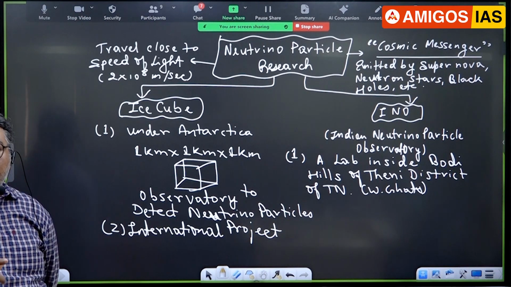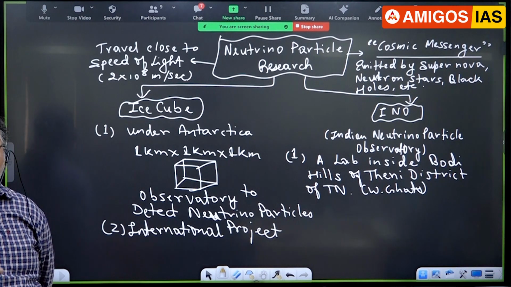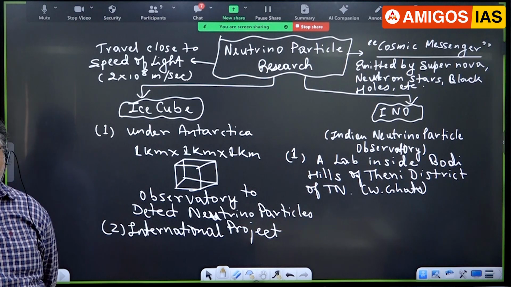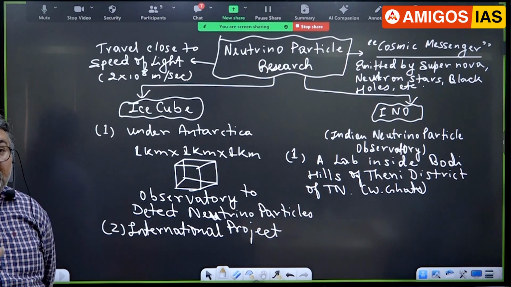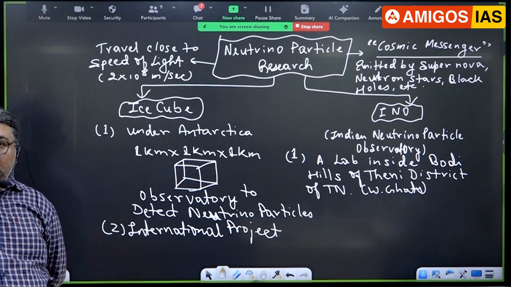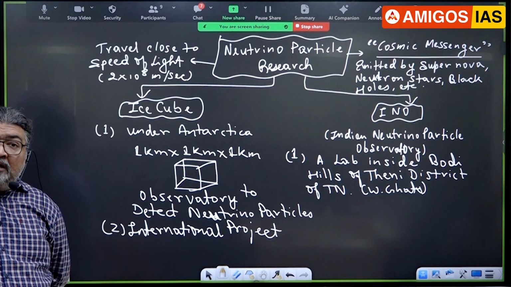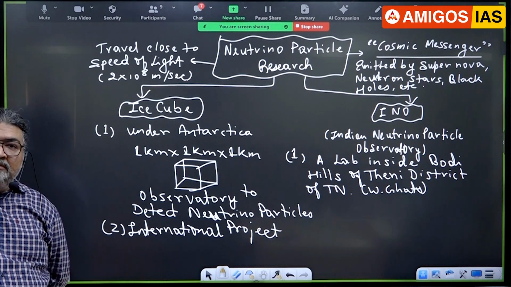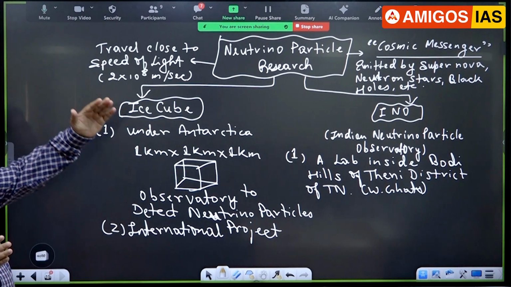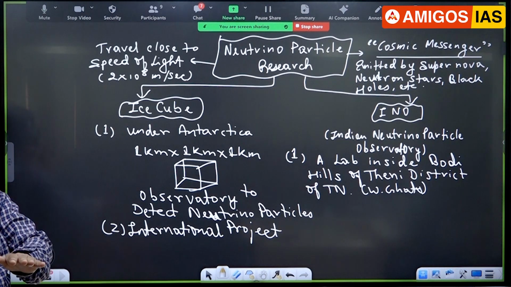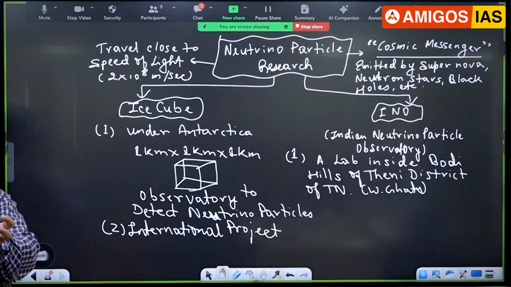Now tell me, the Deccan in the south is made of what type of rocks? Granite. Right? You have read in geography. Granite is a very, very hard igneous rock. Now imagine that hill is granite, and that is the hardest granite in the world, not just in India. So what will happen when the neutrino particles come to the hill? Speed will slow down, and we will have a detector to capture neutrinos.